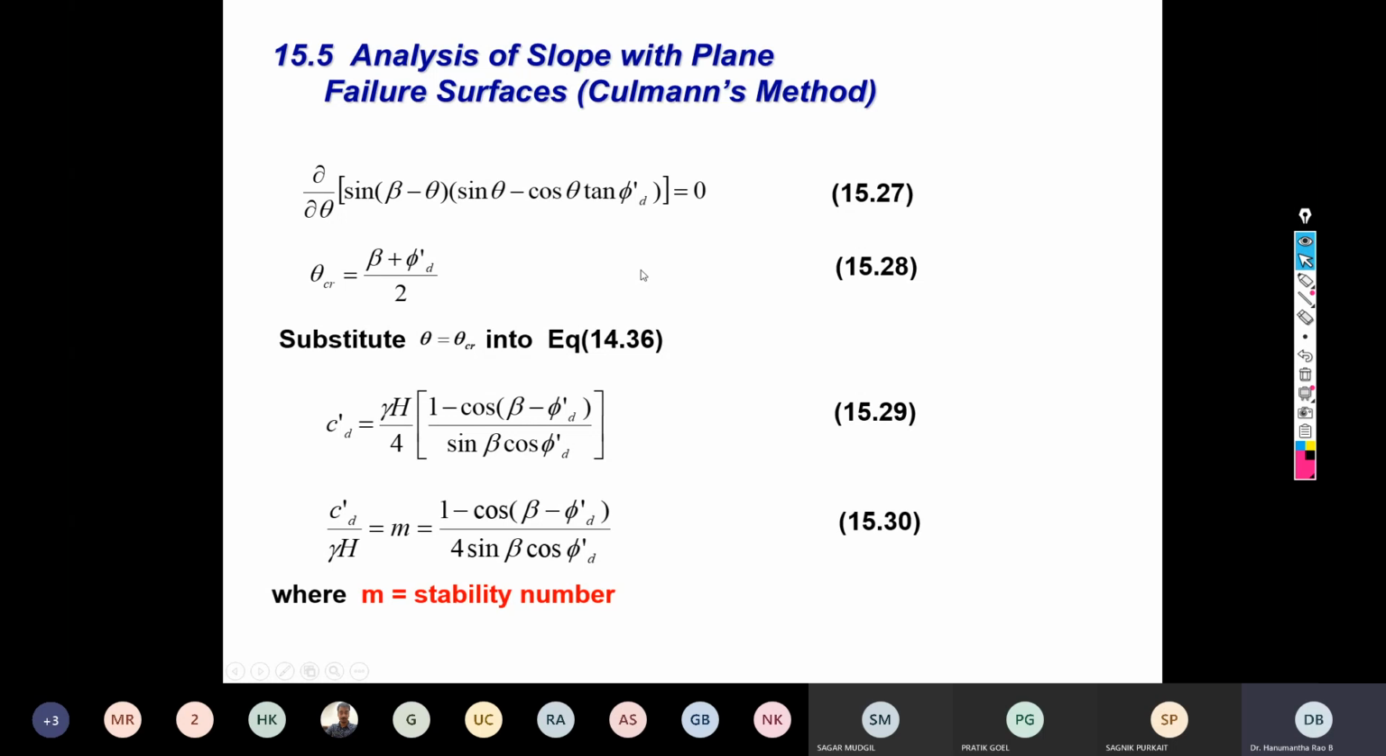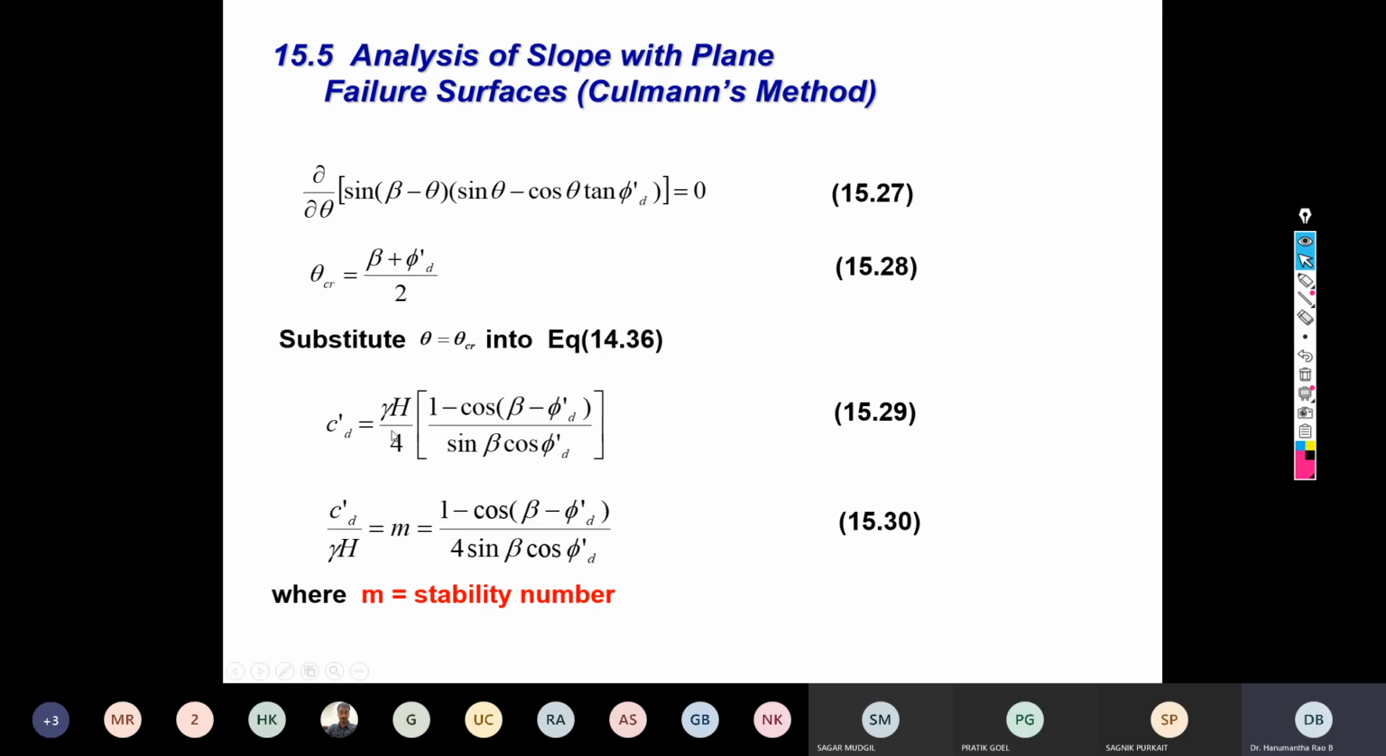If you differentiate the equation and further simplify all these analytical equations, what you will get is theta critical, the angle made by the failure plane, which will become beta plus phi dash by 2. This is the average of the slope angle plus friction angle. Substitute theta equal to theta critical into the equation, then rearrange. Either you can determine the factor of safety using Culmann's method, or this equation is more prevalently used to determine the critical height of the slope.